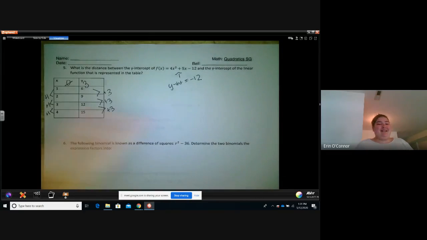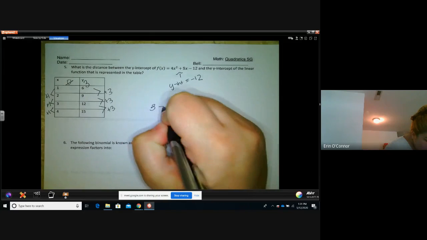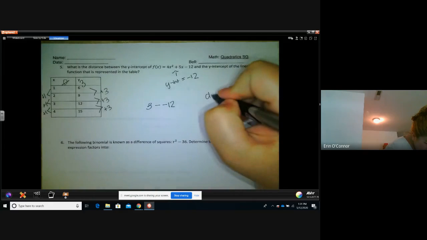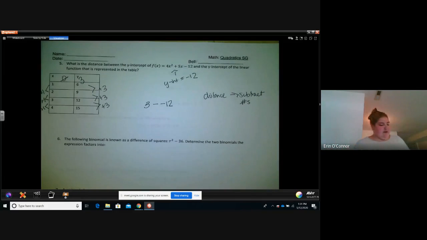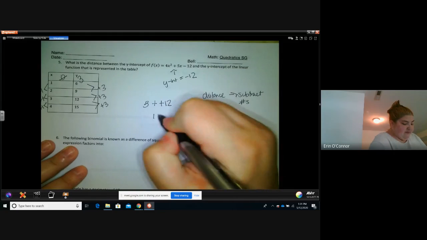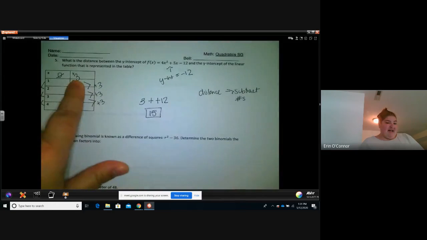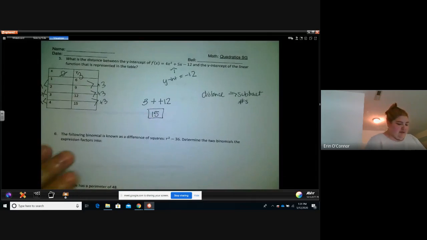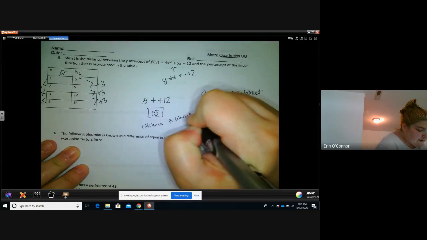What is the distance between these? To find the distance, it's the absolute value, but you would take 1 and subtract the other one. So distance, subtract the numbers. Or you can do the distance formula if you want. But 3 minus negative 12 is 3 plus 12, or 15. Now, if I had done the negative 12 first, negative 12 minus 3 is negative 15. You always do the absolute value. Distance is always positive.